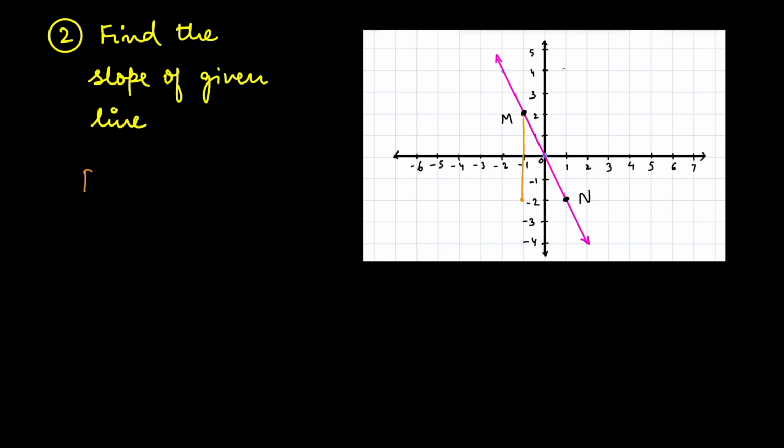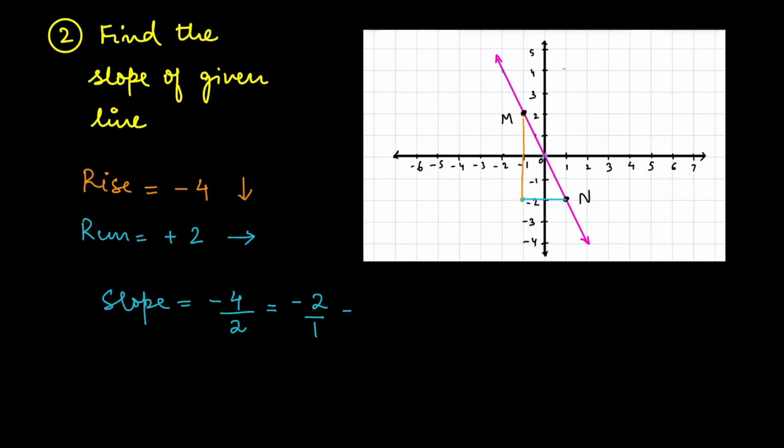So rise is -4. Why do we take -4? Because we are going downward. And then from this point we go to the point N and we cover 2 units. So run is 2 and we take the sign positive because we are going towards the right. So the slope we write again as rise over run, so it is -4 over 2. Both are multiples of 2, so we can reduce it. So the result is -2 over 1, which can just be written as -2.